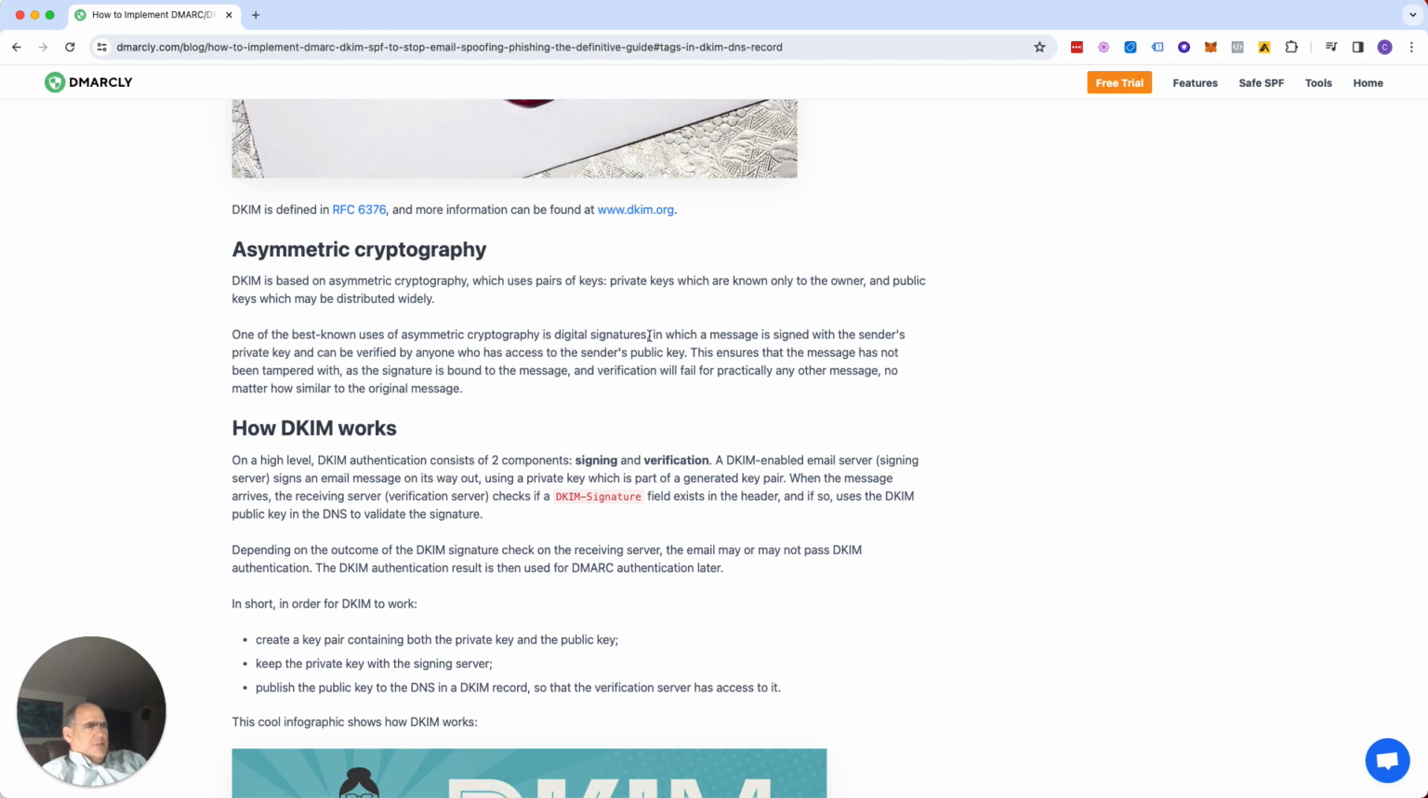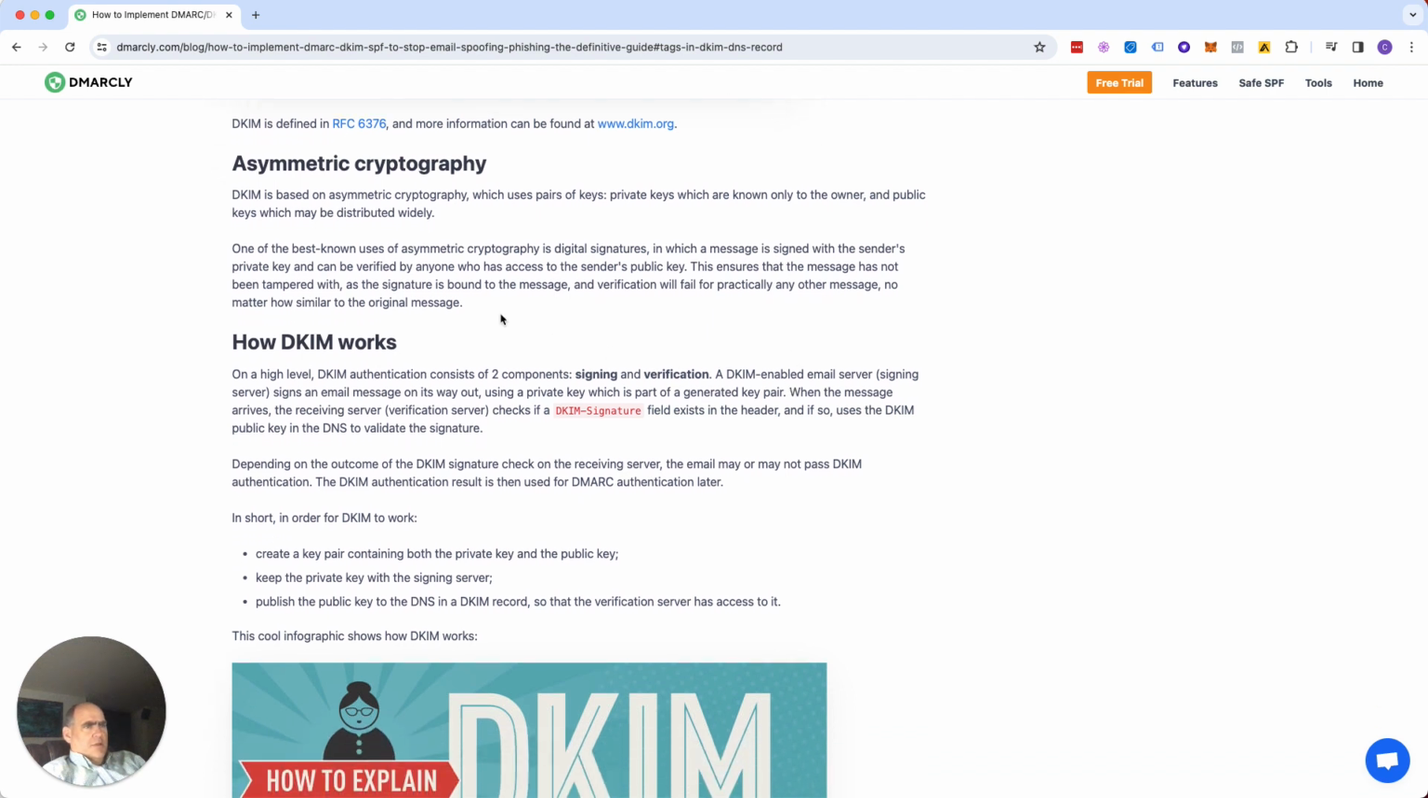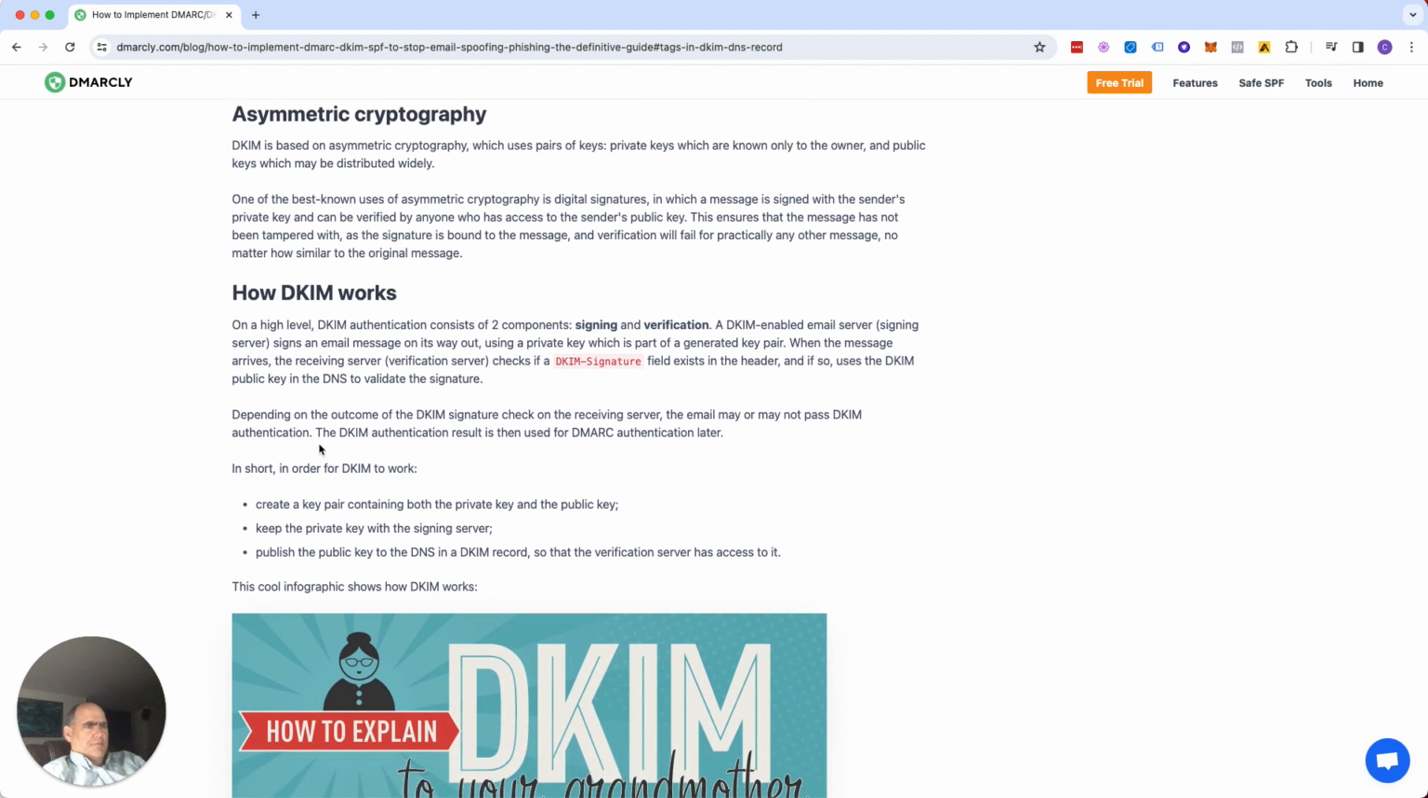Digital signatures is one of the best known uses of asymmetric cryptography. The message is signed with the sender's private key and will be verified by anyone who has access to the sender's public key. It ensures the message hasn't been tampered with, the signature is bound to the message, and verification will fail for practically any other message, no matter how similar it is to the original message.